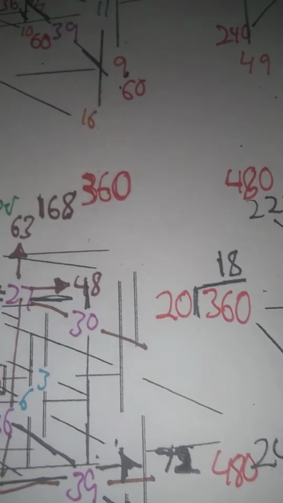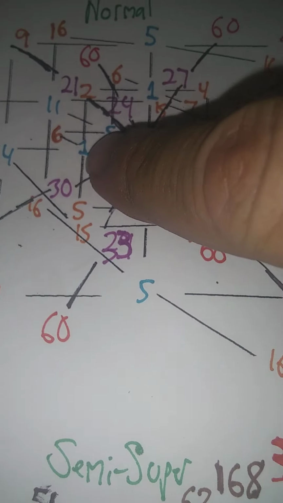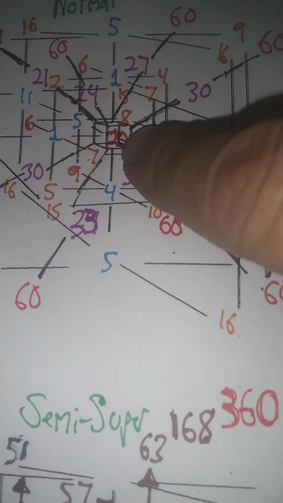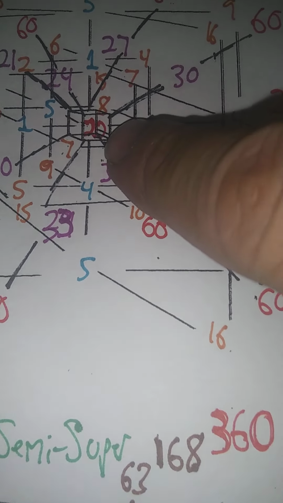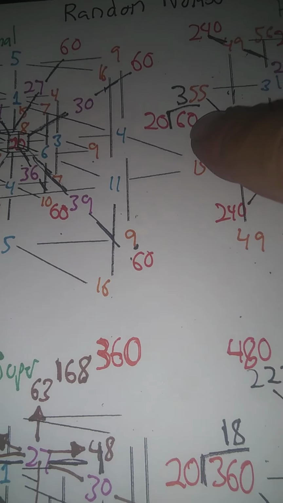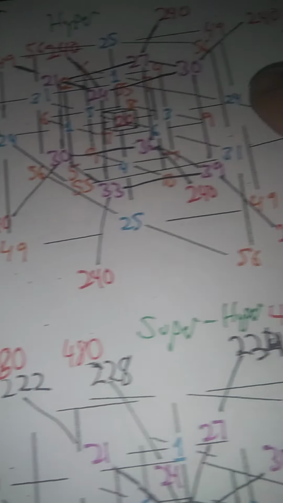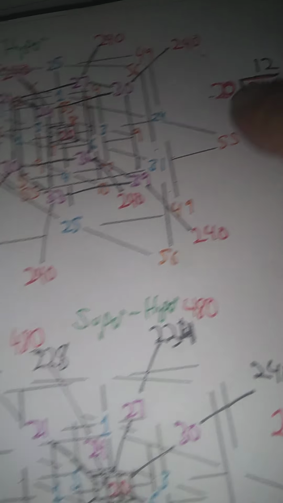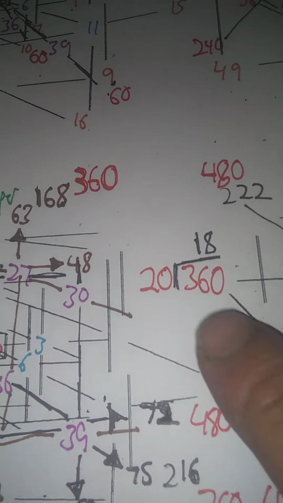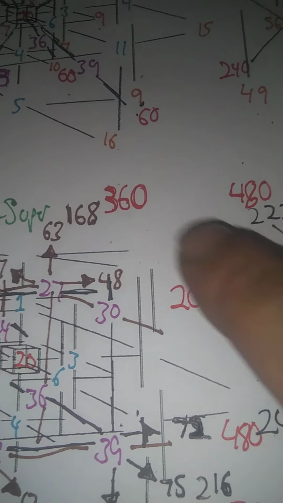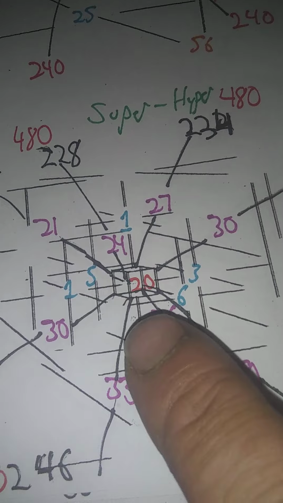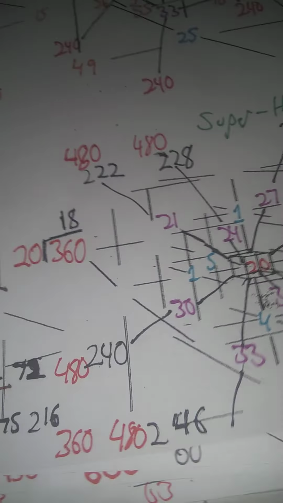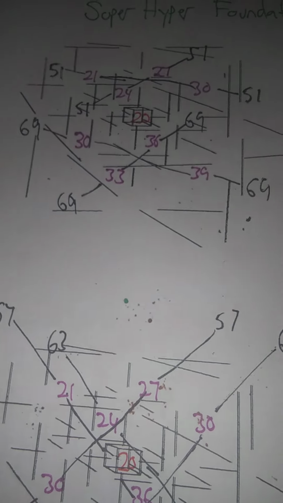Then I chose random ones. I just chose random primary numbers. And this one equals 20. So 20 goes into 60 3 times. This is hyper. 20 goes into 240 12 times. 20 goes into 360 18 times. And 20 goes into 480 24 times. This is the backbone for the super hyper.